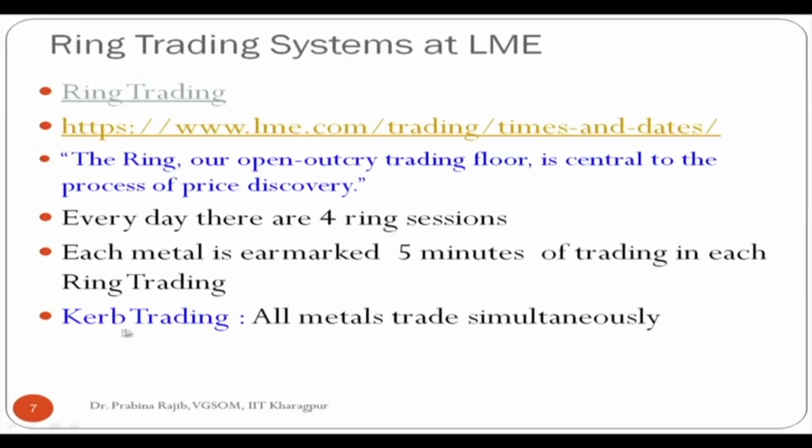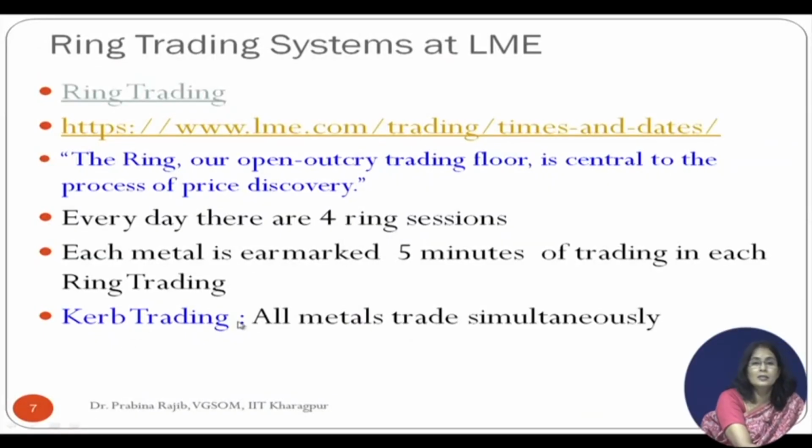And in each ring session, each metal is earmarked for 5 minutes, and buyers, sellers, or the trading members interact with each other to buy and sell that commodity during that 5 minutes. And there is also a specific time earmarked which is called curve trading, and in this curve trading all metals are traded simultaneously. So any buyer or seller or trader can buy or sell each and every commodity during that curve trading time.